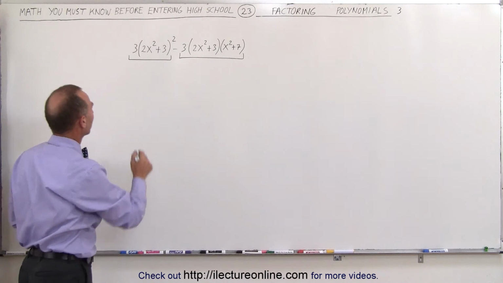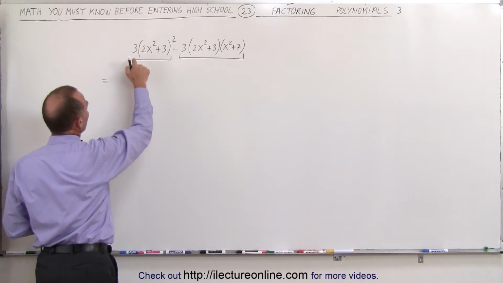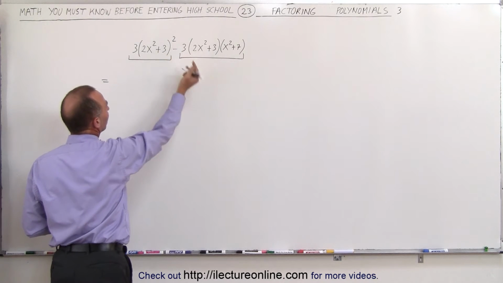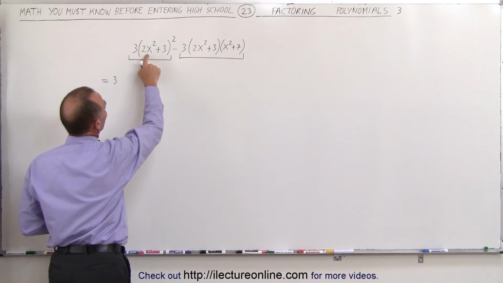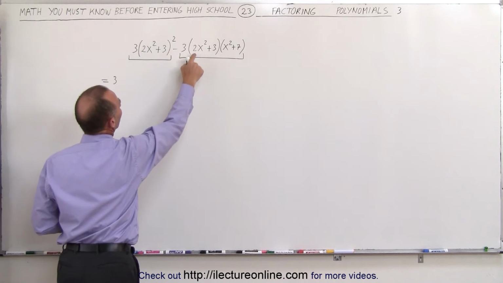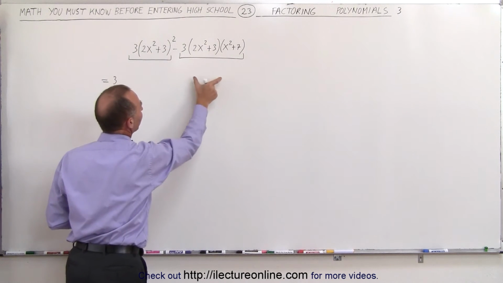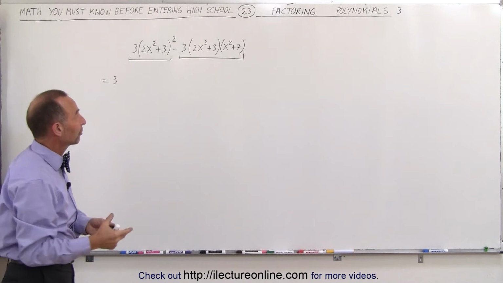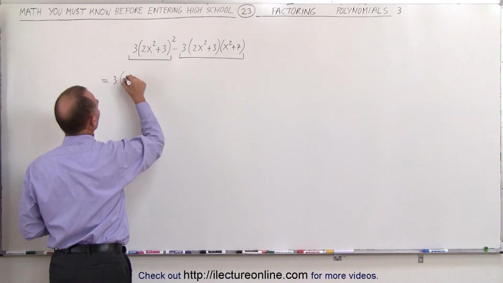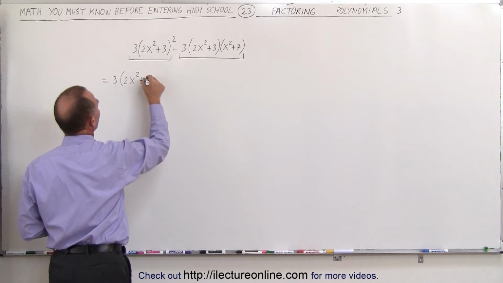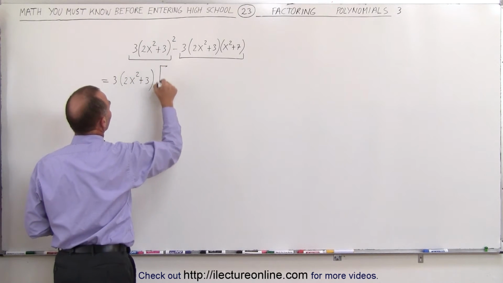two terms. Well, first of all, you can see that there's a 3 here and there's a 3 there, so we can factor out a 3. And then you realize that there's a 2x squared plus 3 squared and a 2x squared plus 3 to the first power, so we can take out at least the 2x squared plus 3. We can factor out the 2x squared plus 3 term, which is 2x squared plus 3. And then let's see what's left.